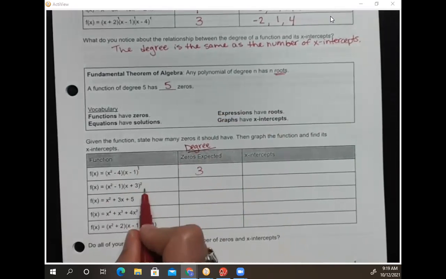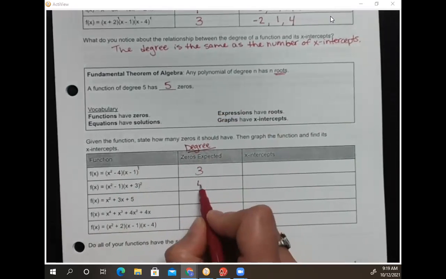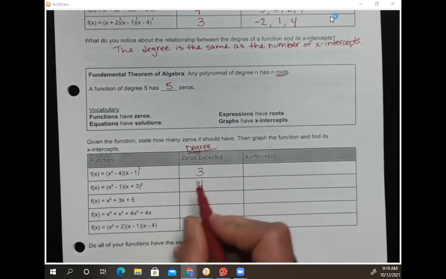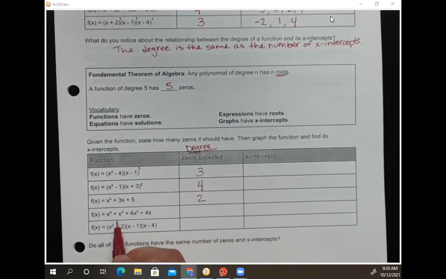How about from here? Yeah, 2 and 2 is 4. How about this guy? How about this guy? 4, right? Standard form, biggest exponent. And then this last one?